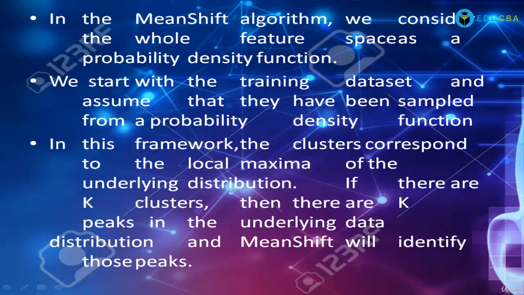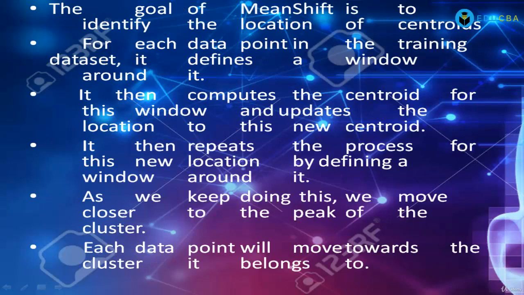In this framework, the clusters correspond to the local maxima of the underlying distribution. So there are different distributions in your data set, and the cluster will denote the local maxima of that distribution. If there are k clusters, then there will be k peaks in the underlying data, and Meanshift will identify those peaks. So there are k peaks in your data distribution, and you have to find those k peaks. The goal of Meanshift is to identify the location of centroids.